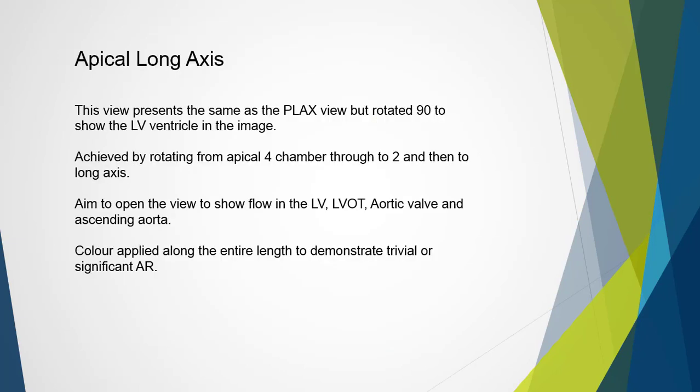In the apical long axis view, it's basically the same as the parasternal long axis view, but just rotated 90 degrees so the left ventricle is vertical in the image. Again, the aim is to open up the aortic valve and the ascending aorta along with the LVOT and the LV, and apply colour there so we can again see origin and direction of flow if we have a regurgitant jet.